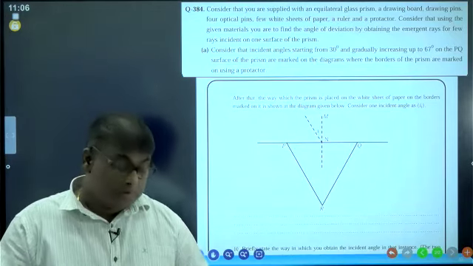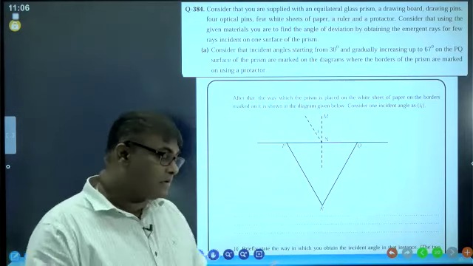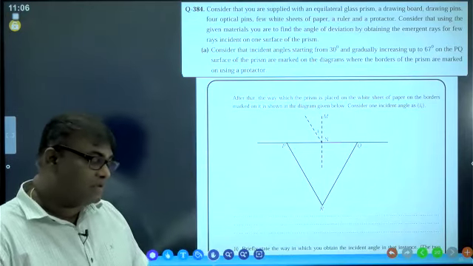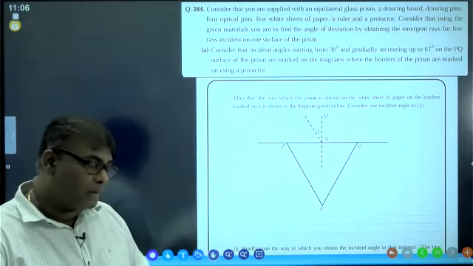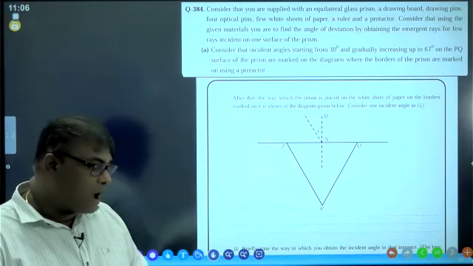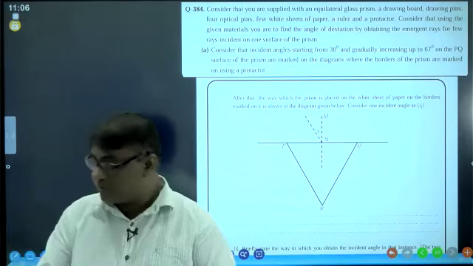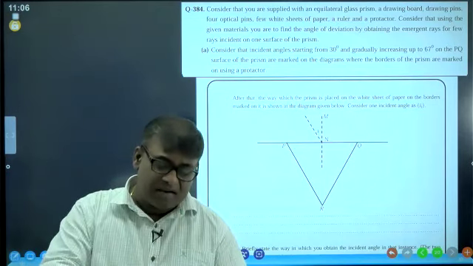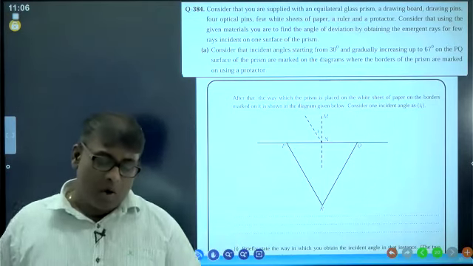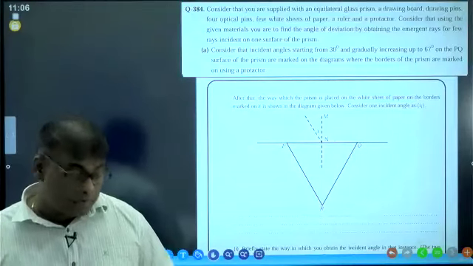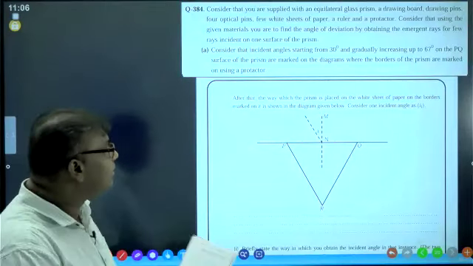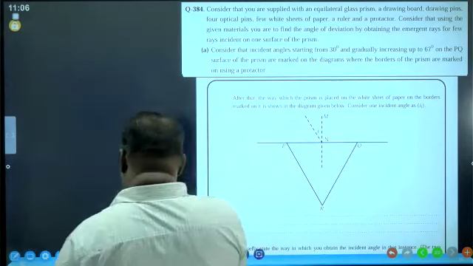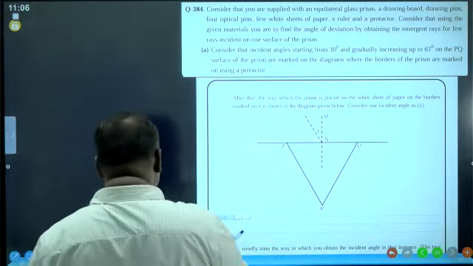We have the diagram, no? Okay. After that, the light ray which the prism placed on the white sheet of paper, on the borders mark on it, is shown in the diagram given below. Consider one incident angle of I1. Okay, I1 is this one, right? It is properly drawn here.